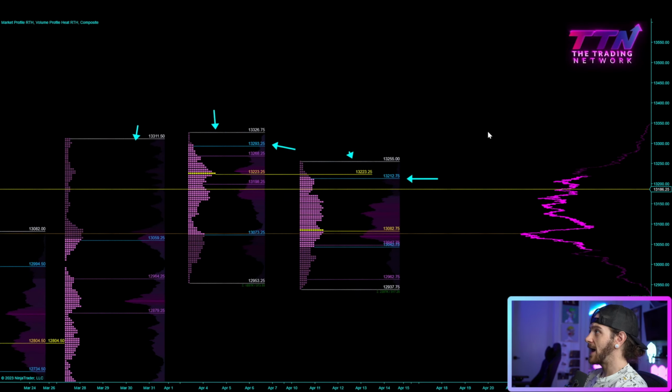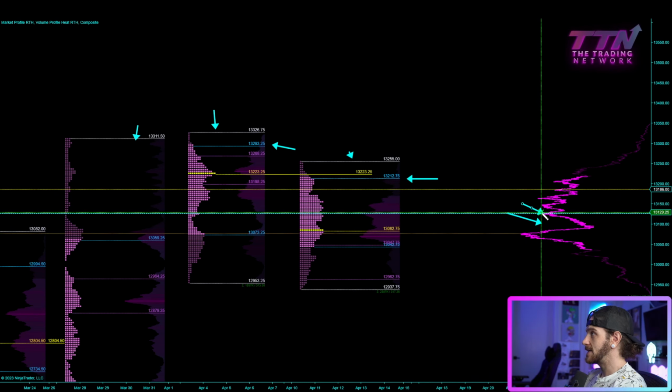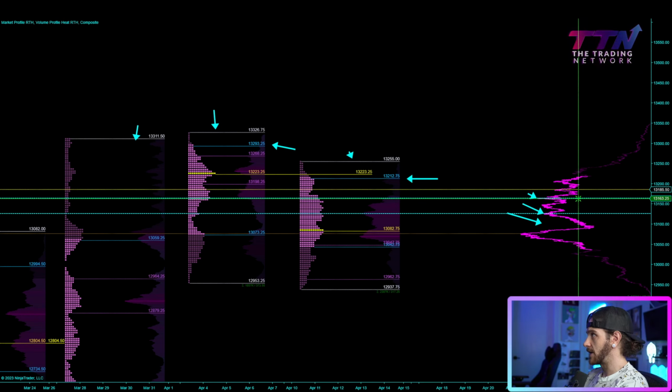So my thought is, if we do not see acceptance above 13.2K, firstly, we're very likely to move back down into these high volume nodes here that are on the monthly volume composite profile. So we've got one at 13,160-ish, we've got one at 13,130-ish, and then we have this basically liquidity void all the way down into last week's point of control at 13,082.